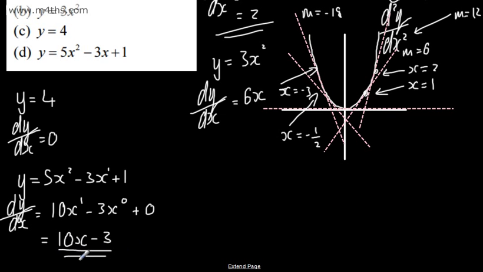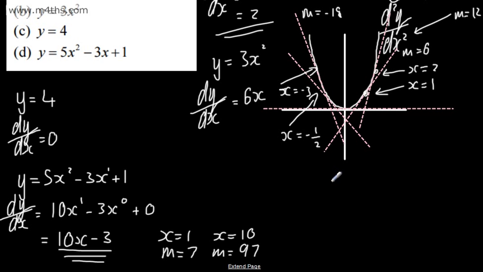So if we wanted to find now the gradient at any point on this curve, we would simply substitute the x coordinate in here. So for example, if I wanted the gradient when x was equal to 1, we could see that m would be equal to 10 times by 1 minus 3, the gradient would be 7. If we wanted it when x was going to be equal to 10, we would have now the gradient is 10 times 10 minus 3, which is going to give me now 97. So that's what we would have.